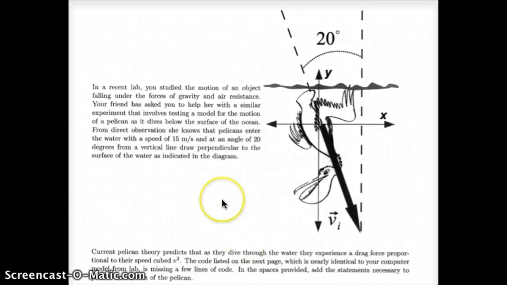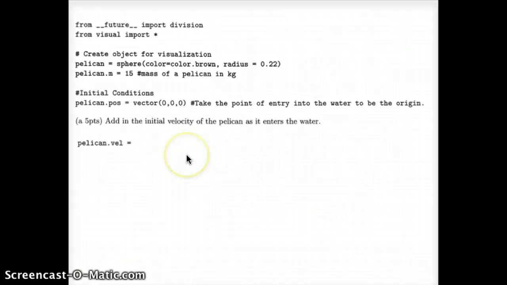Okay, so we're going to go through how to approach this problem, how to approach the Python programming behind this problem, and how we can relate that back to the physics concepts from class. The first line I want you to write in is the pelican's velocity, which is denoted as pelican.vel. And here's actually where I lost the most points because I didn't note it the right way.